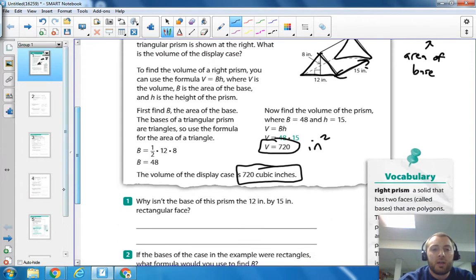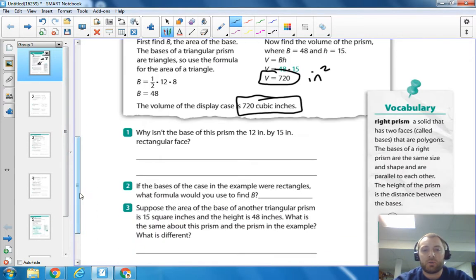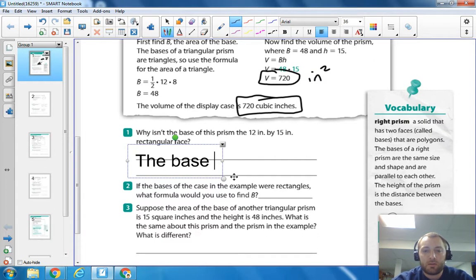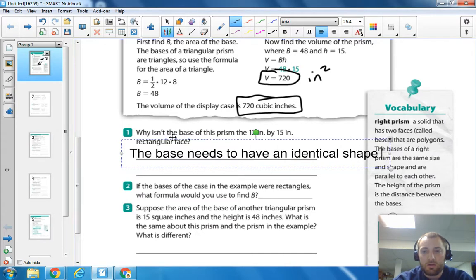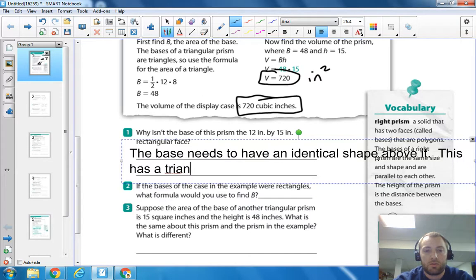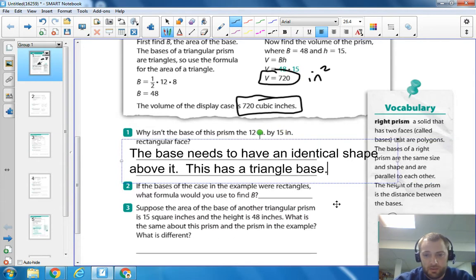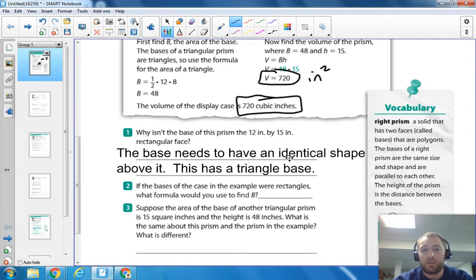So why isn't the base of this prism the 12 by 15 inch rectangular face? For number one, I'm going to type that answer. It's essentially what we just said. The base needs to have an identical shape above it, essentially. This one has a triangle base. And part of the way you can tell that the base is the triangle is it's called a triangular prism. So whatever it's named after is also going to be the name of the shape of the base.